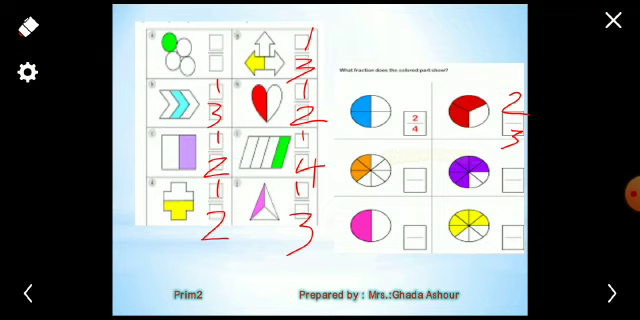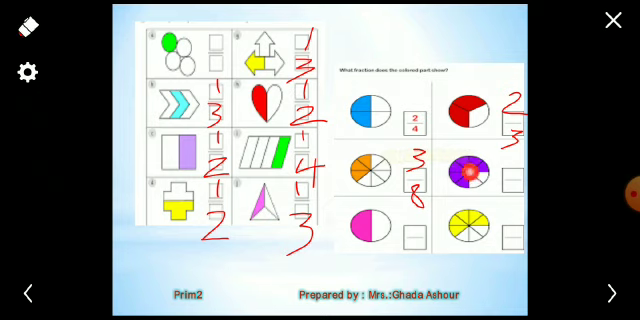Okay? What about that circle? Let's count the whole parts. 1, 2, 3, 4, 5, 6, 7, and 8. So 8 at the down. But there are 3 equal parts colored. So it's 3 over 8.